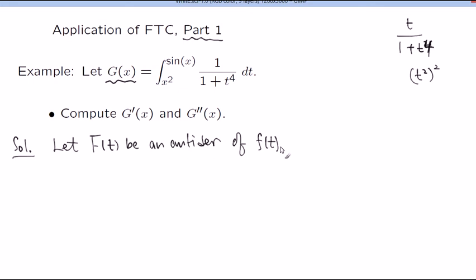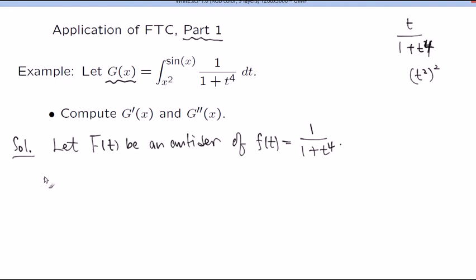So the inside function is little f of t, 1 over 1 plus t to the fourth, right? By what theorem do you know an antiderivative exists? FTC part 1 that I just showed you, right? Part 2 assumes it exists, and part 1 says that it exists. So there it is, it exists, right?